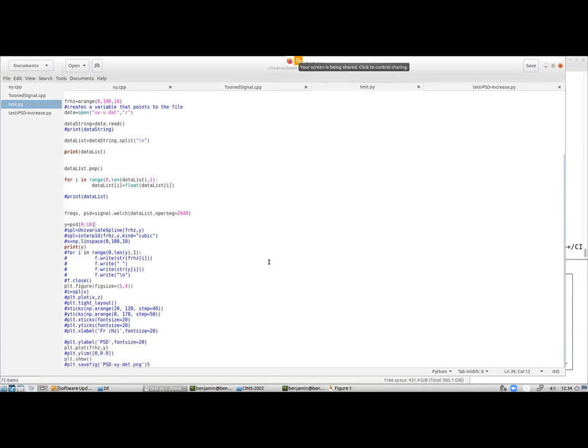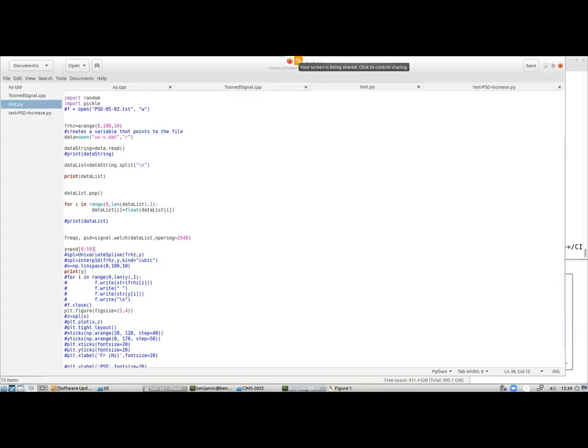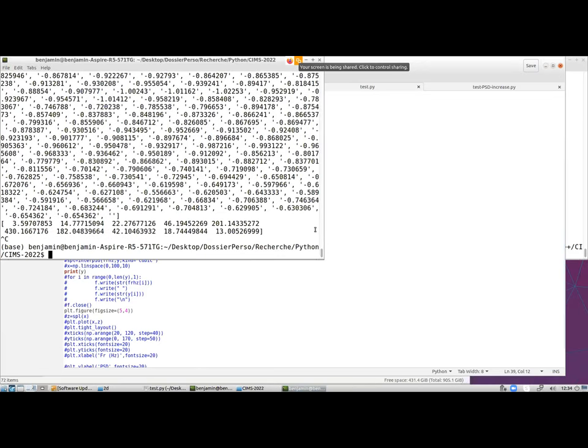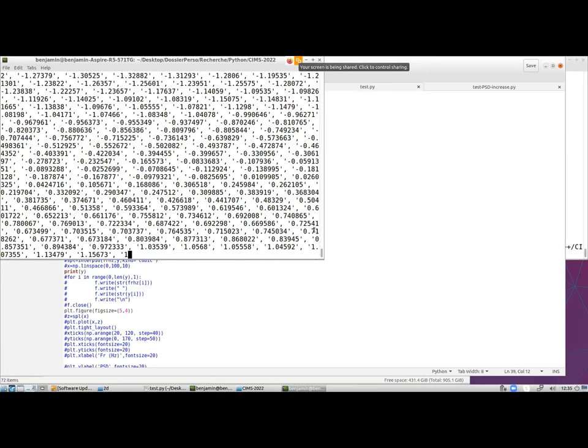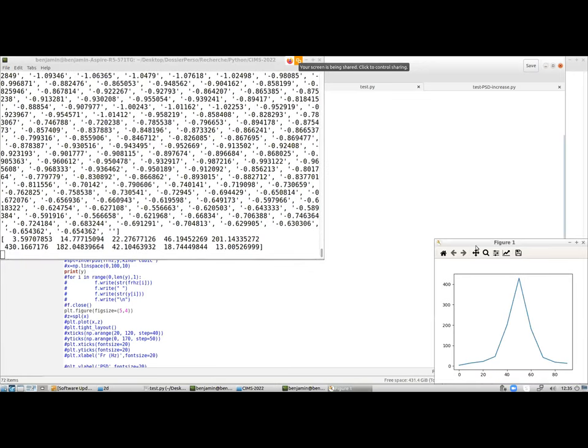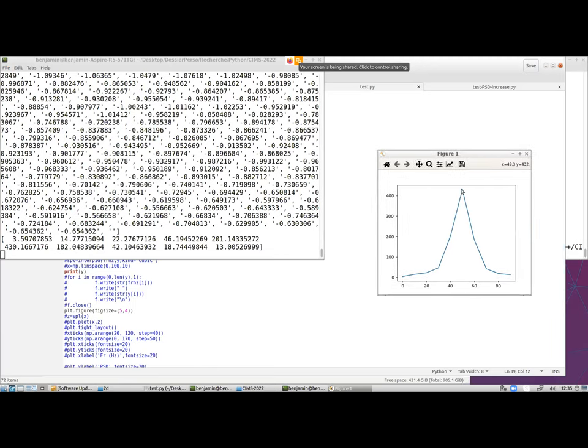Okay, so let's run this program now. I run my program, and this is what I obtain. So you get a frequency of 50. That's what we have. But your frequency here is too narrow. We look for something a little bit less narrow, and so we need signals more irregular.